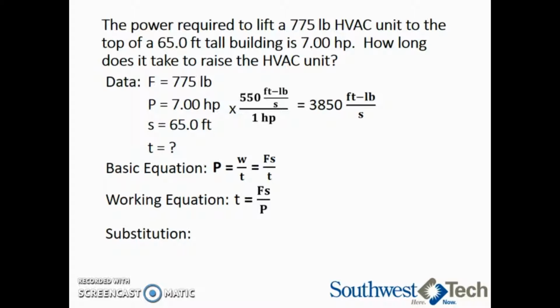Next, we can substitute the force of 775 pounds multiplied by the distance of 65 feet and divided by the power in foot-pounds per second of 3,850 foot-pounds per second. After typing this into our calculator, we see that the time required is 13.1 seconds. This concludes our power calculation example.